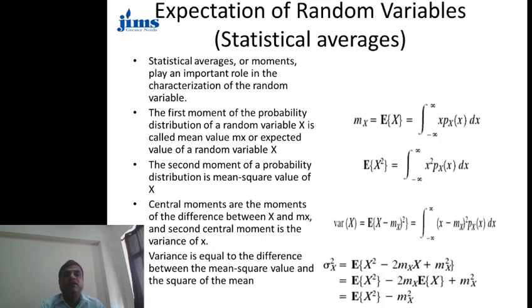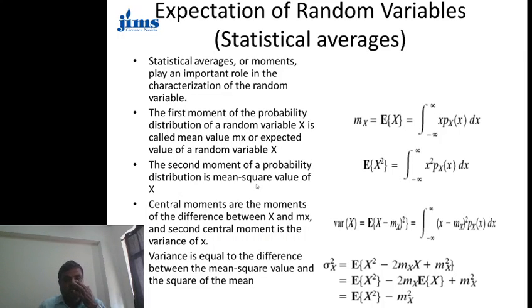Then, what is the expectation of a random variable, also called the statistical average? Statistical averages, or moments, play an important role in the characterization of a random variable. The first moment of the probability distribution of a random variable X is called the mean value. This formula represents the mean of this particular random variable.